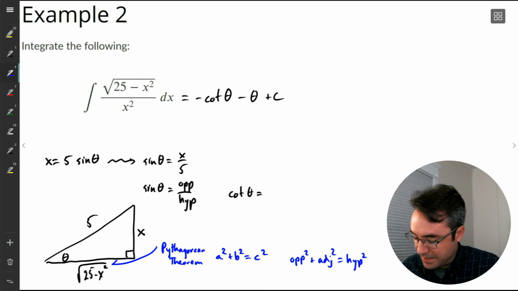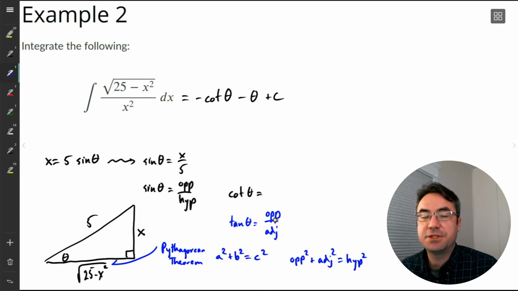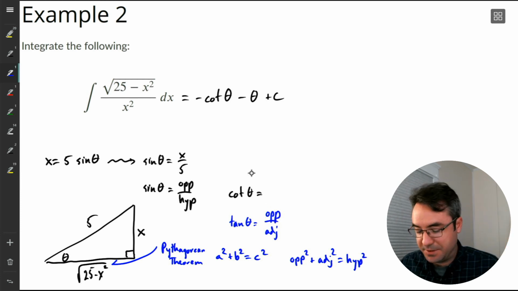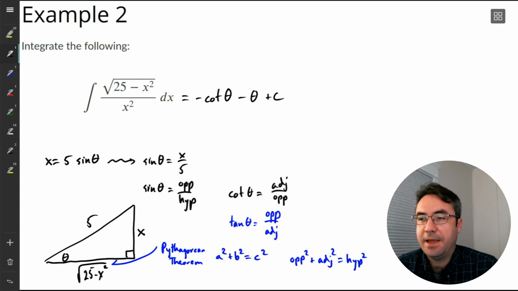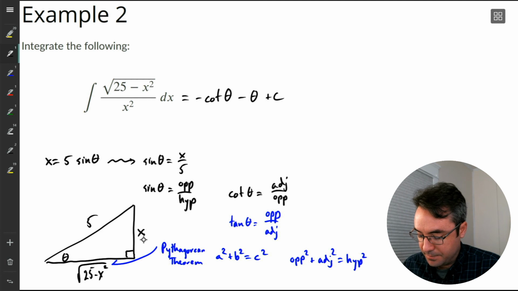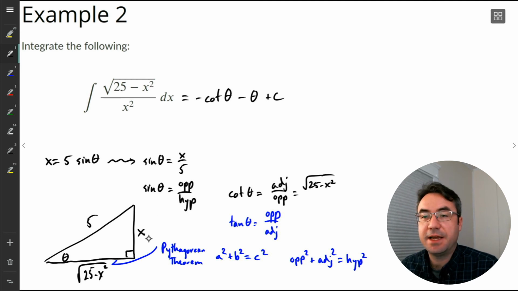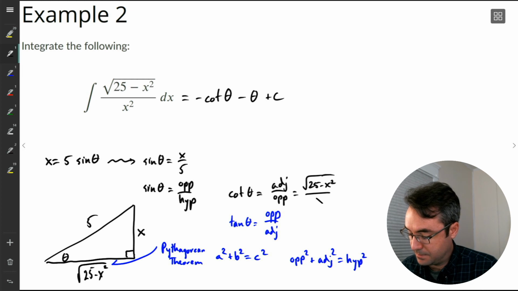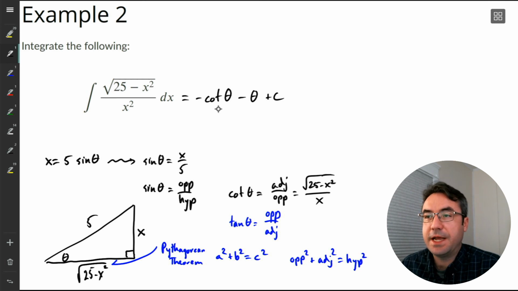So normally I remember that tangent is the opposite over the adjacent. So cotangent is just going to be the reciprocal of that, flipped. So it's going to be the adjacent side over the opposite side. And if we look on our triangle here, the adjacent side is our square root term, so square root of 25 minus x squared, and then the opposite side is x. So we've figured out what cotangent is.